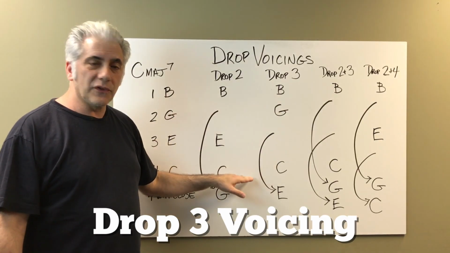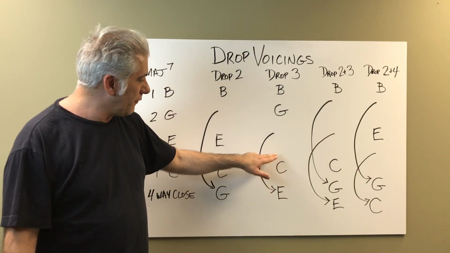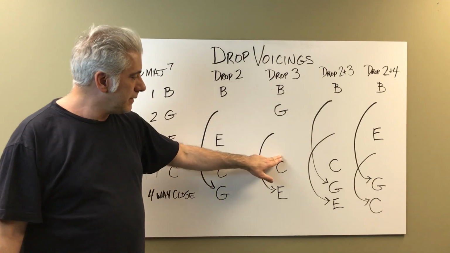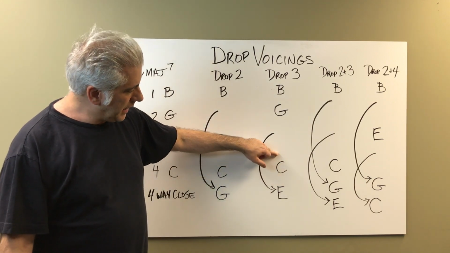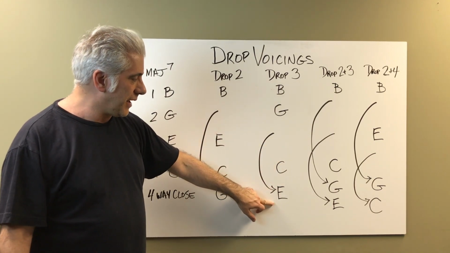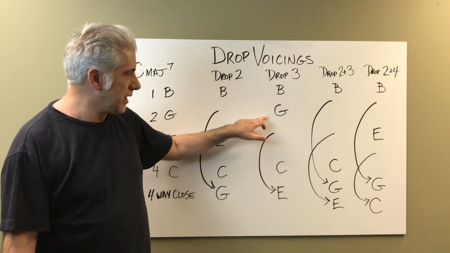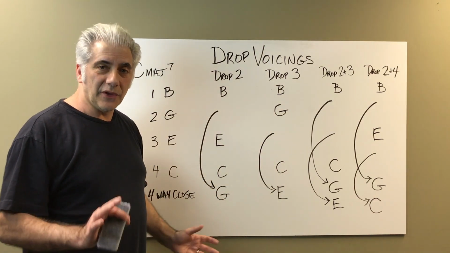A drop 3 voicing, I take the four-way close, I take the third voice, which is the E, and I drop it down the octave. And I play it like that. So it's going to be E, C, G, B. Drop 3 works the same way. You're taking the voice 3, which would be the E, okay, and dropping it down the octave. So that voicing of that chord would be E, C, G, B. And it sounds like this.